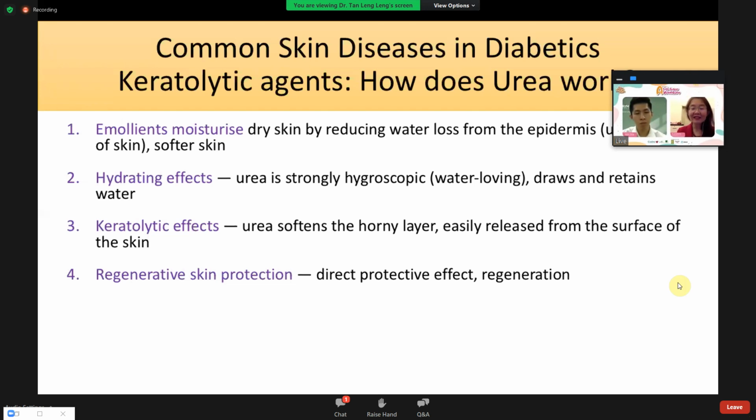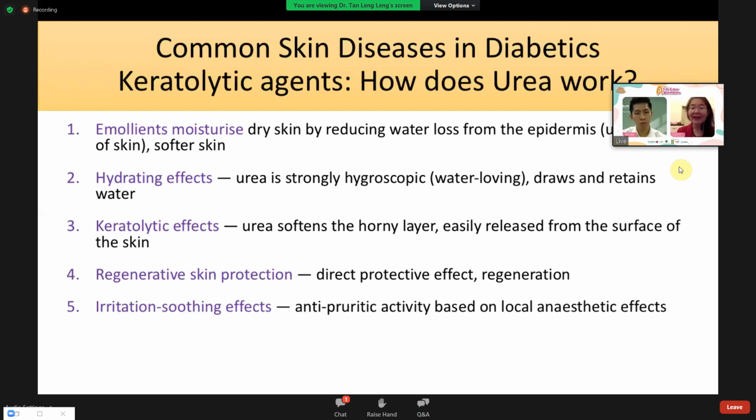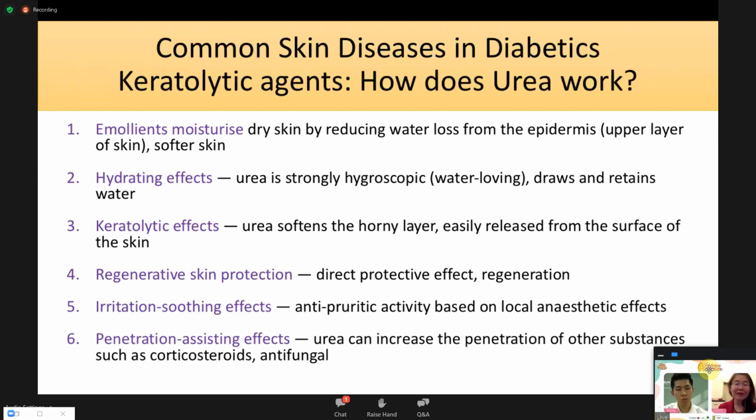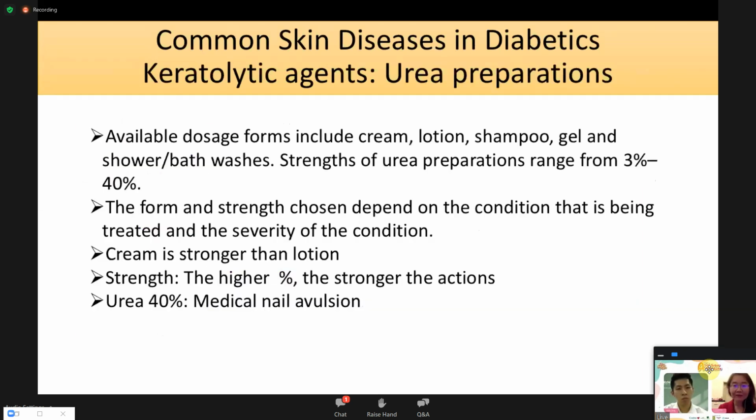It has a direct protective effect and it helps the skin to regenerate. And it has an irritation-soothing effect, so it's antipruritic, meaning that it will stop the itch. And it assists penetration. If you put urea, then the other medication you want to put on top, for example, antifungal cream or corticosteroid cream to reduce inflammation, it is easier to penetrate.